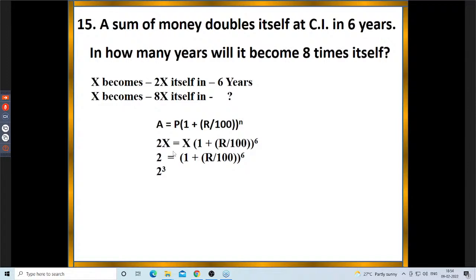Now cube both the sides, because we need the sum to become 8 times. Now 8 is 2 power 3, so cube on both sides. And don't think, sir, if it is not a power of 2, what will you do? The company people know whether it is possible to get the answer within 1 minute or within 90 seconds or within 30 seconds. So 8 is equal to 1 plus r by 100 whole power 18. Multiply x on both the sides, there is no effect. 8x is equal to x into 1 plus r by 100 whole power 18.